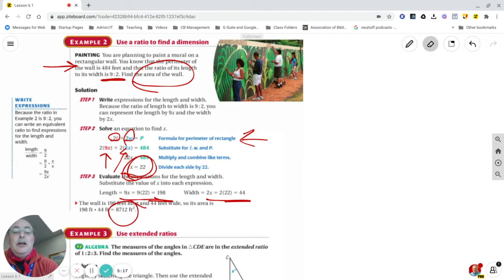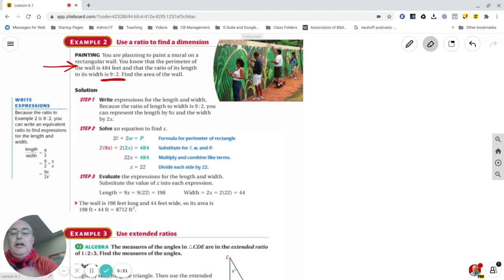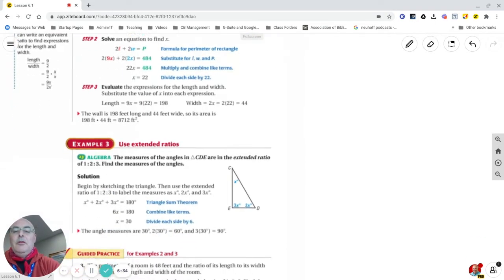The way we could have checked to see if our math was correct before finding the area is plugging the actual length and width measurements back into this equation and seeing if we came up with the perimeter which we were given, which is 484 feet. So there is a way that we could have tested our work.